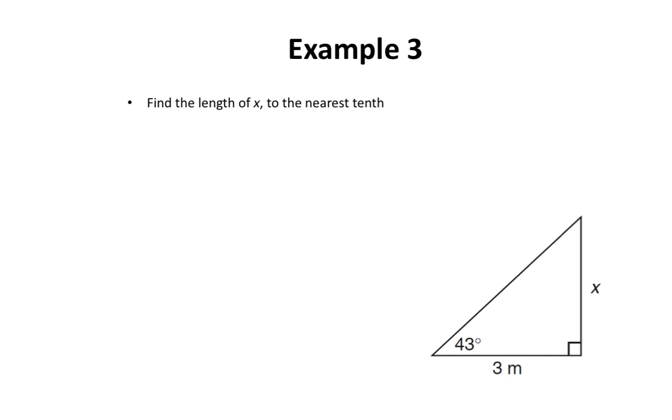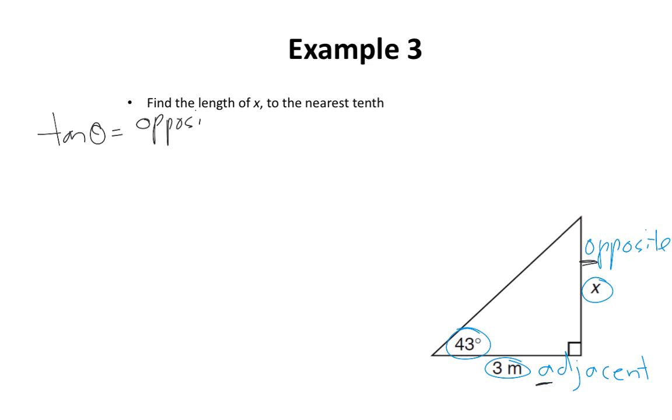In our third example, we want to find the length of x to the nearest tenth. So first thing you want to do is focus on the angle which has been given, which is 43 degrees. That would make the side length of x the opposite side. And that would make 3 meters the adjacent side. You need to think about your mnemonic, SOHCAHTOA. Which ratio contains the letters O and A? That would be TOA. So we should be using the trig ratio of tan theta is equal to opposite over adjacent.